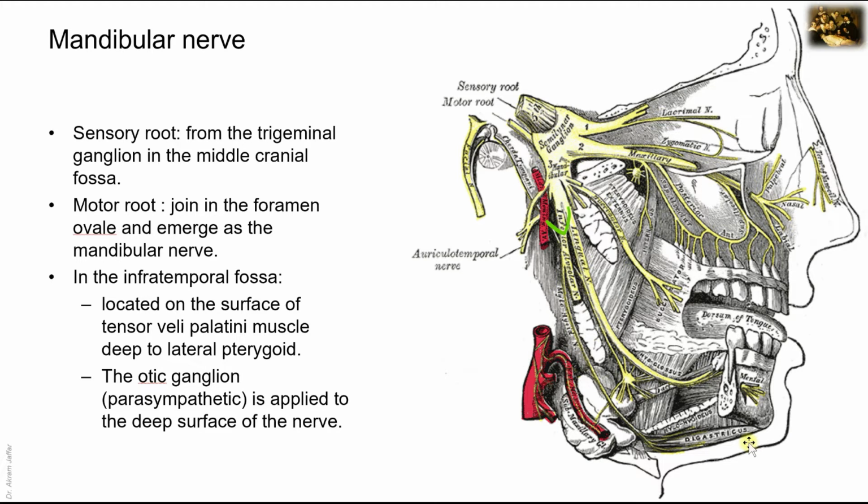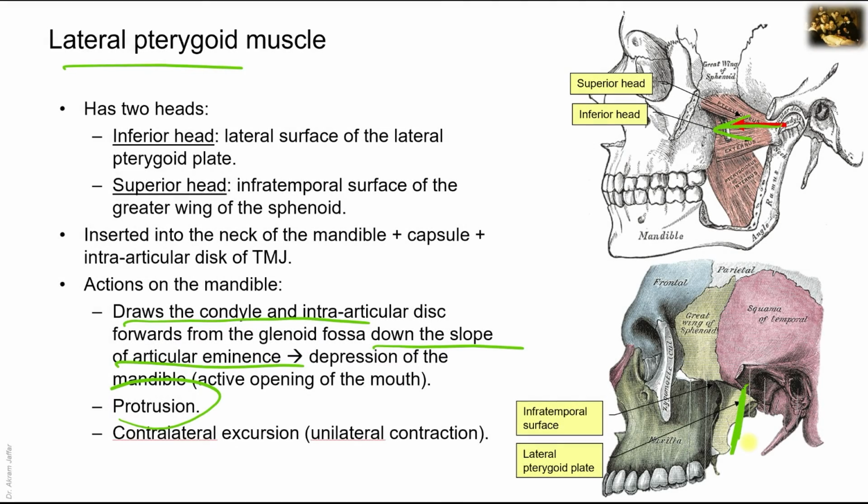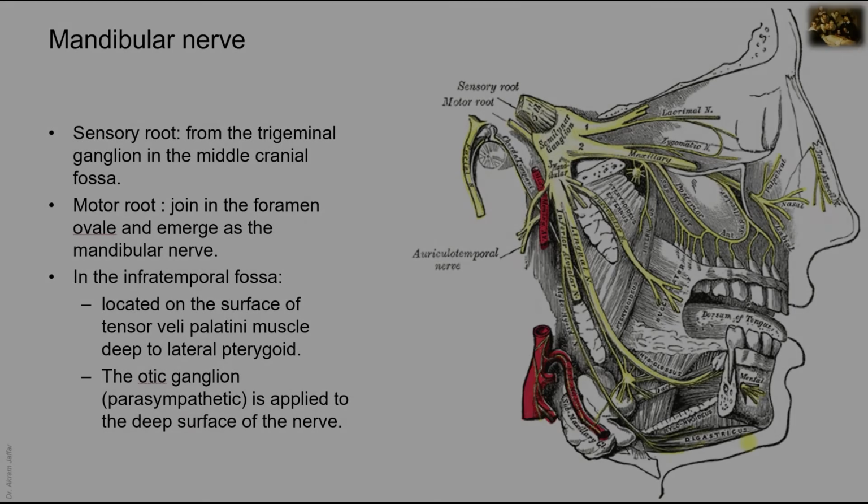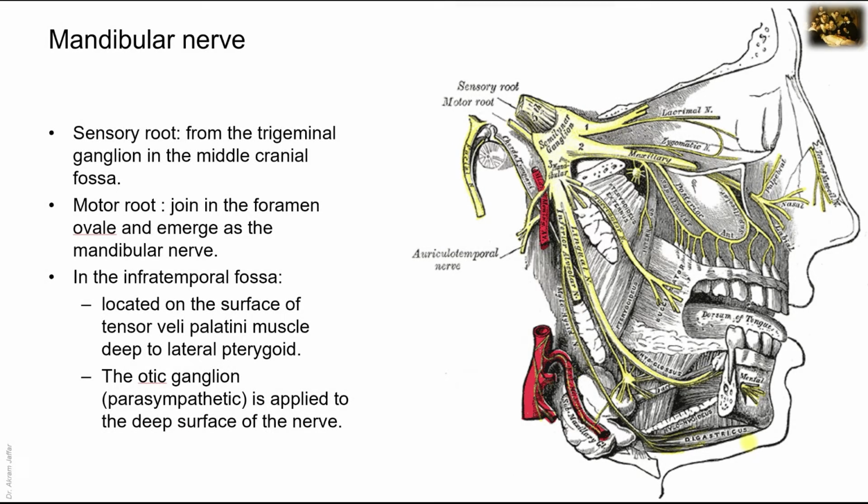In the infratemporal fossa, the mandibular nerve is located on the surface of a muscle called tensor veli palatini. This should be the location of the tensor veli palatini muscle. So the mandibular nerve is located on the surface of tensor veli palatini, deep to the lateral pterygoid muscle. Here is the lateral pterygoid muscle. It has been cut here in this diagram.